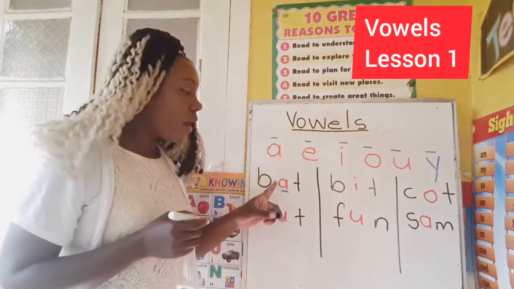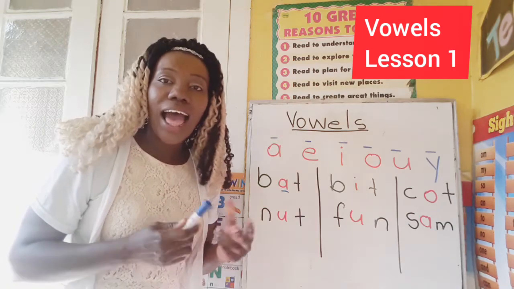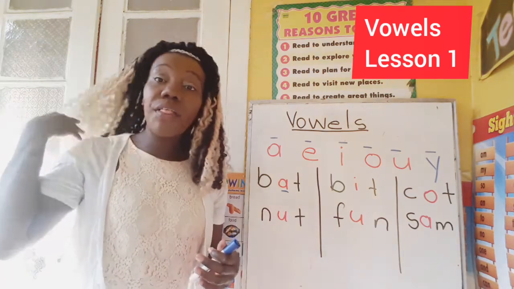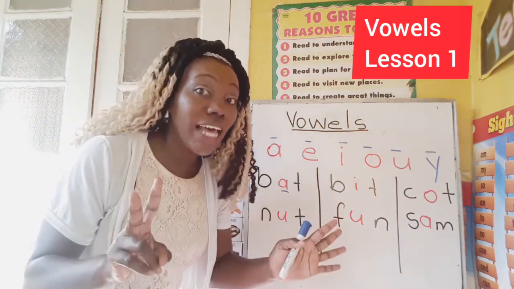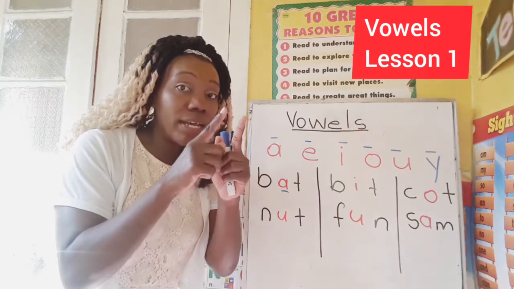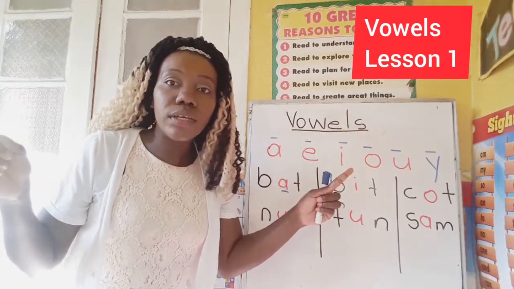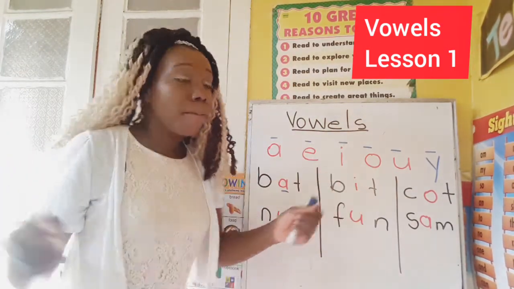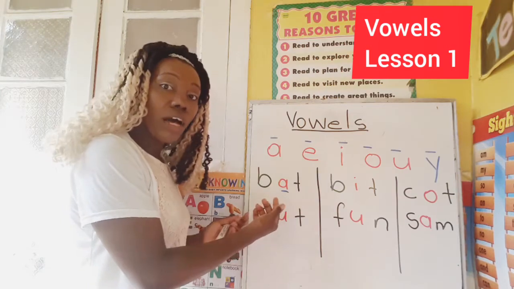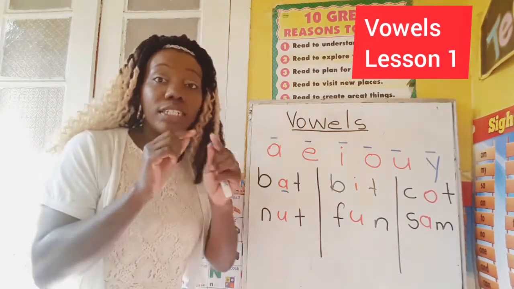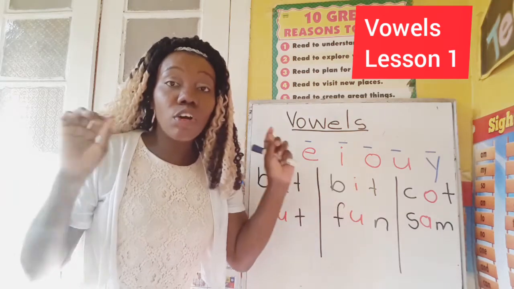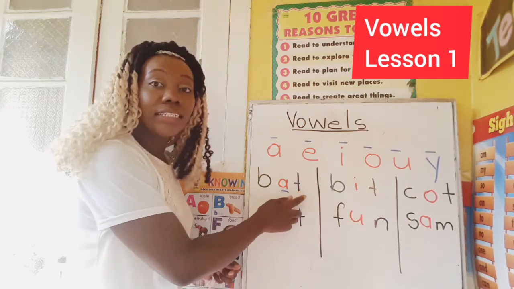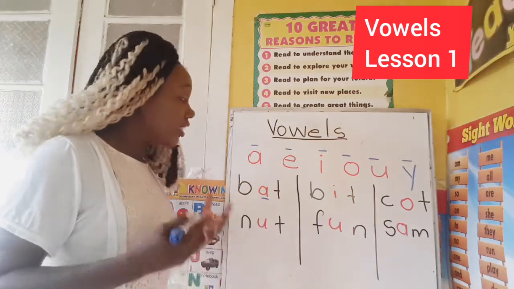And in the word bat, the A says A. B, A, T. Because remember, the vowels make two distinct sounds. They make a short sound and a long sound. And the long sound for A is A. But, as I said before, because it's between two consonants, it's not going to say A. You don't call its name. You're going to make the short sound, which is A. B, A, T, bat. And let's move on.